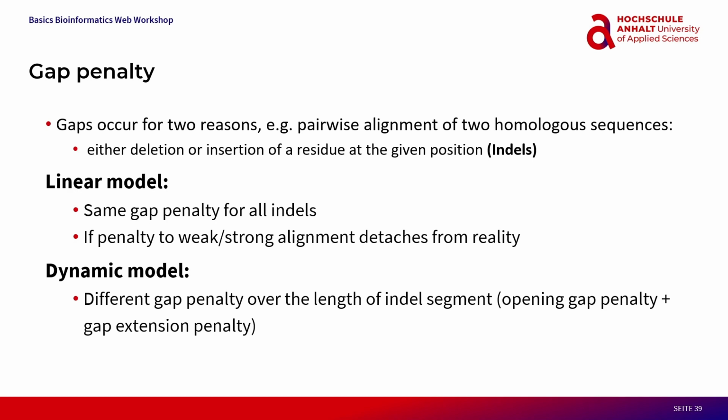In addition to the linear approach, dynamic models are also used to fit the observed evolutionary events. These models penalize the first indel more heavily than subsequent indels. For instance, the gap opening penalty would be -5, while each following gap extension penalty would be -1. Just as with the selection of the appropriate substitution matrix, the selection of the gap penalty has a significant impact on the resulting alignment and should be considered on a case-by-case basis.